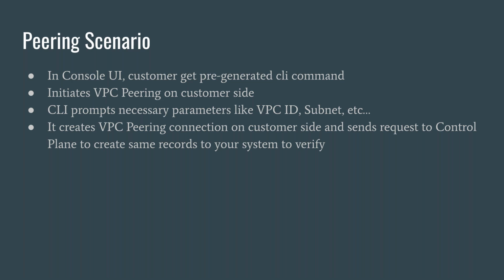First of all, the customer creates an in-memory technology in your console, and then you need to provide a pre-generated CLI command. I assume that your service already has a CLI, and you just provide a pre-generated CLI command. When the customer copies it and executes it on their workstation machine, it will initiate a VPC peering on the customer side. This part is important because I don't know anything about the customer side, because they just get the CLI and execute it on their side.